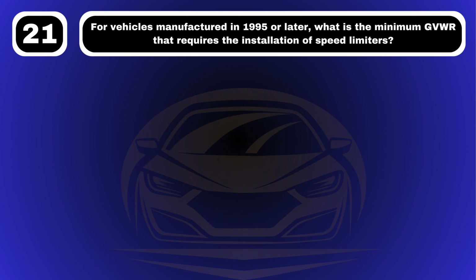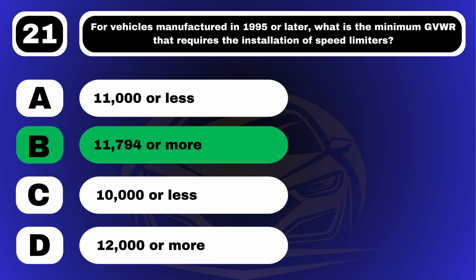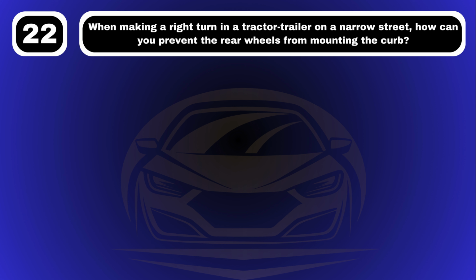For vehicles manufactured in 1995 or later, what is the minimum GVWR that requires the installation of speed limiters? A. 11,000 or less. B. 11,794 or more. C. 10,000 or less. D. 12,000 or more. The answer is B. 11,794 or more.